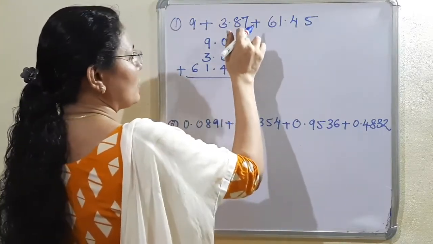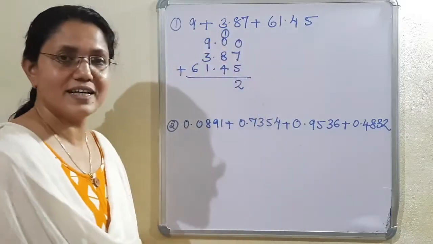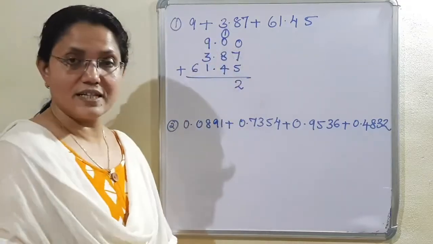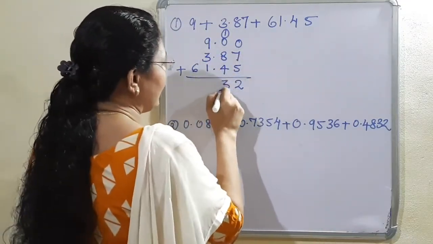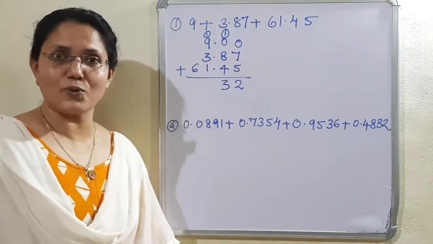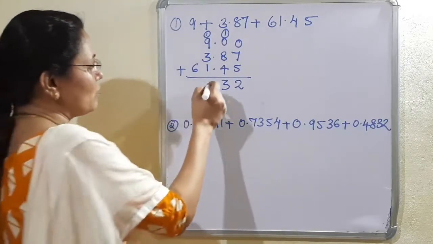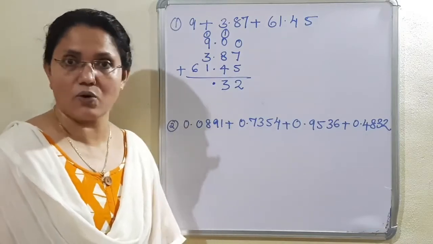5 plus 7, 12, 12 plus 0, 12 itself. 1 carry over to the next place. Next 8 plus 0 plus 1 is 1. 1 plus 8 is 9. 9 plus 4 is 13. 1 carry over to the next place. But don't forget to put the decimal point just below this decimal point itself. Put the decimal point here. Without the decimal point, the answer is wrong.